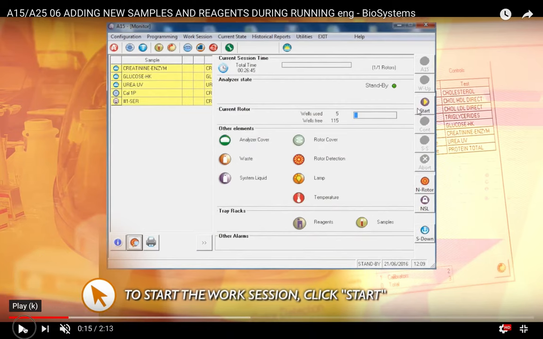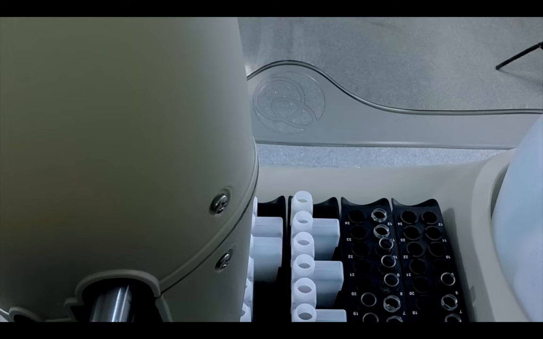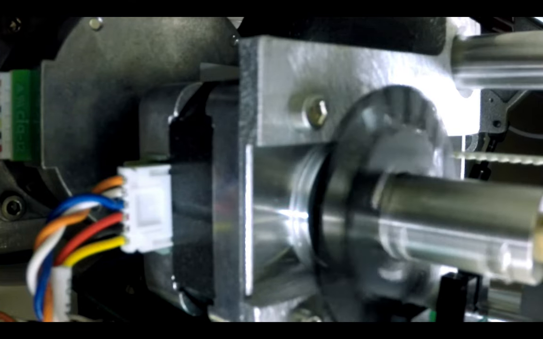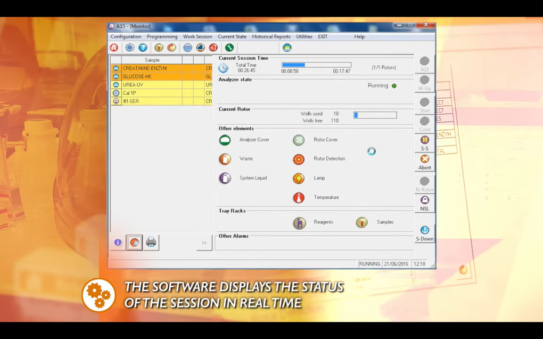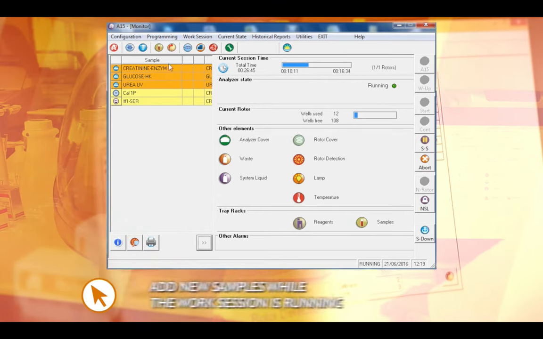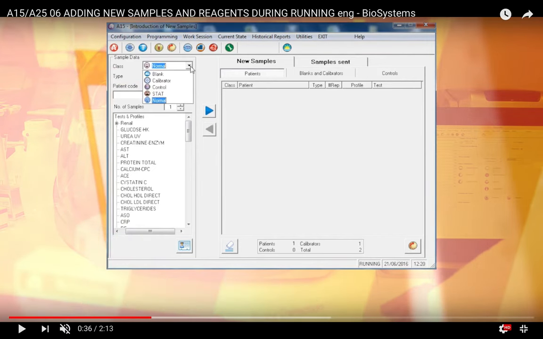So let's proceed. What's happening is that the machine is already running and you want to add your samples. Take for example, your QC samples. You want to run your QC samples and your other samples. So you click that and then you check whatever sample you want to add. As you can see, it can either be a blank, a calibrator, a control. Okay, this is how your control looks like. Stat, if you want to prioritize a particular sample, and if you're just running a normal sample, just click the smiling face.